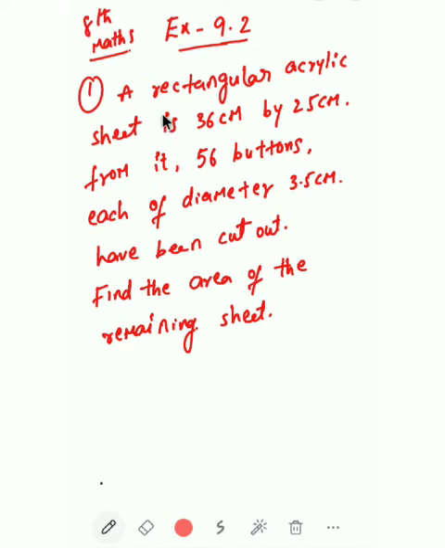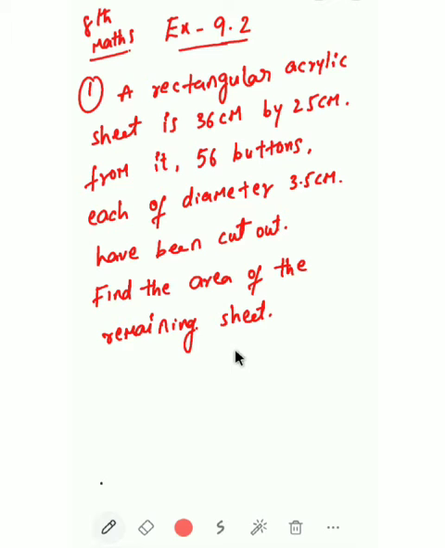In this video, we are going to see exercise 9.2 problem number 1. Look at the question. A rectangular acrylic sheet is 36 cm by 25 cm. From it, 56 buttons, each of diameter 3.5 cm, have been cut out. Find the area of the remaining sheet.